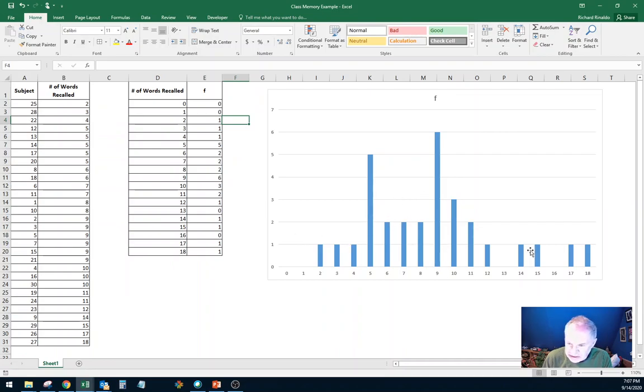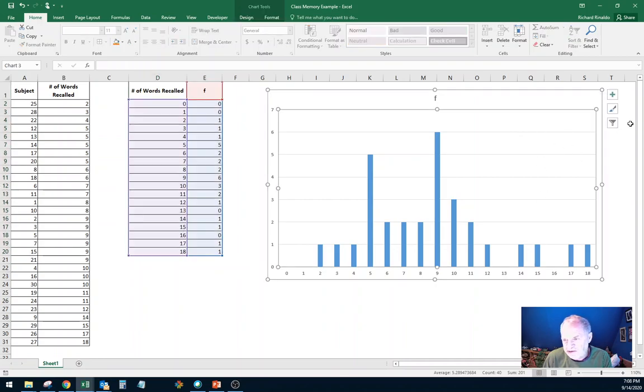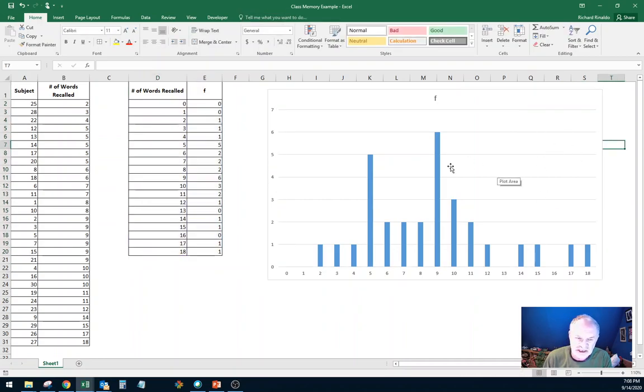And I can see the shape of the distribution. It's not really skewed, but it's kind of jaggedy. But I can see that the bulk of the people are between 5 and 12 words. There's a small smattering of people who didn't do very well, and a small group of people who did exceptionally well. So by taking the raw data and creating a frequency distribution, I can give my audience a visual representation of what the data looks like.